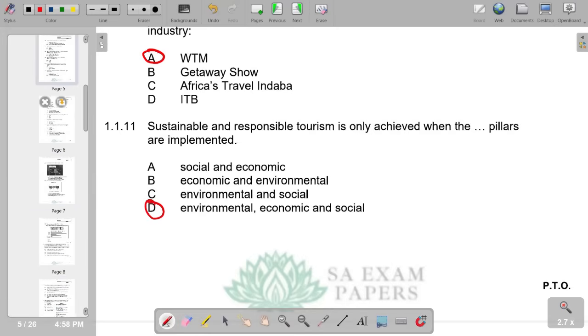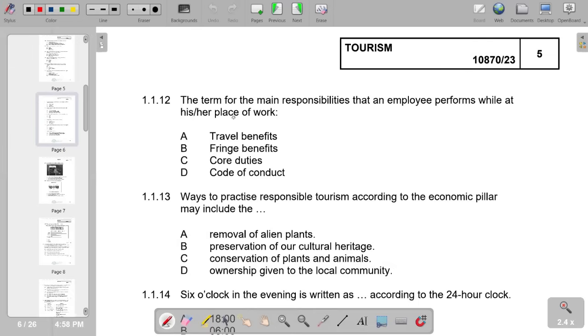So number 12, the term for the main responsibilities that an employee performs while at his or her place of work. These are core duties. We have C. Then we move on to number 13. Ways to practice responsible tourism according to the economic pillar may include ownership given to the local community. We have D.